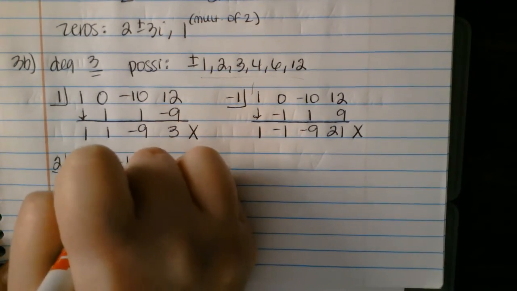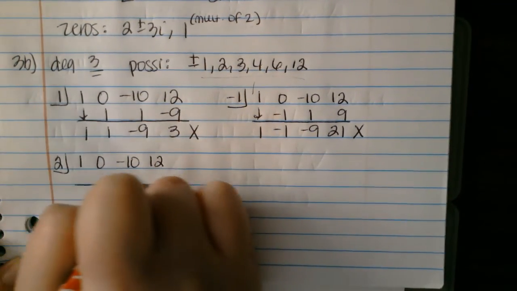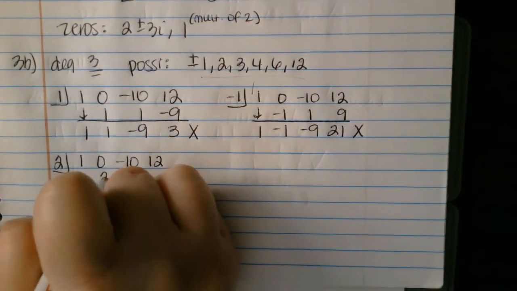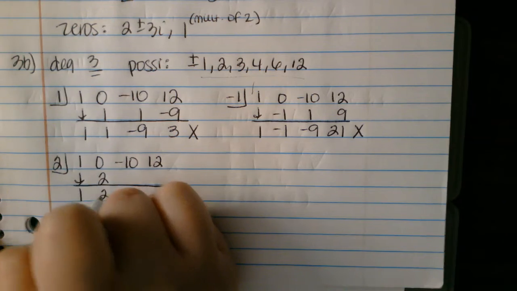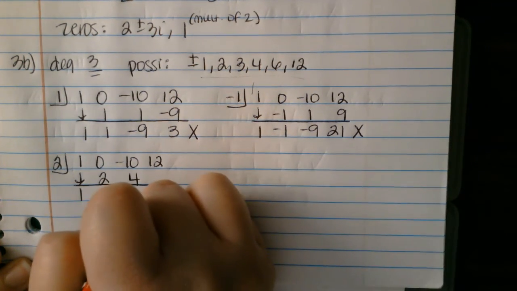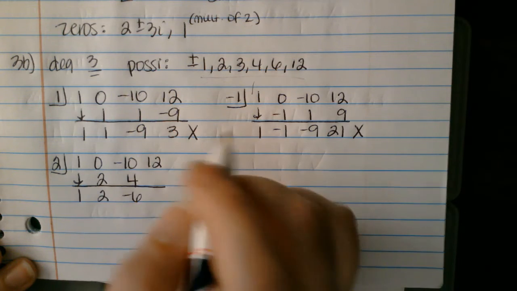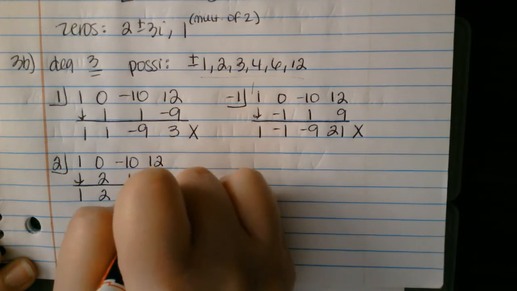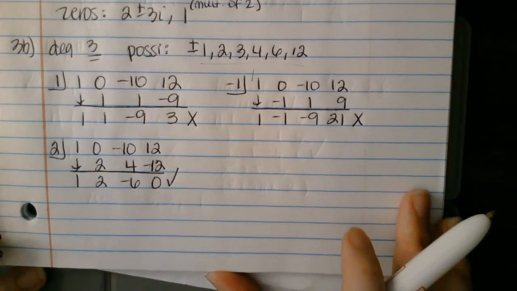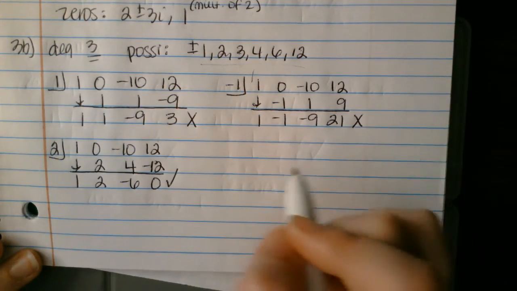So 1, 0, negative 10, and 12. Bringing down the 1. 1 times 2 is 2. 0 plus 2 is 2. 2 times 2 is 4. Negative 10 plus 4 is negative 6. Negative 6 times 2 is a negative 12. And this does give you 0. So we do now have a 0 of 2.